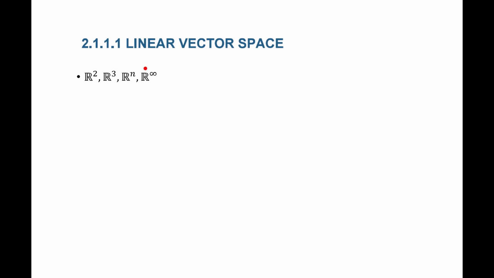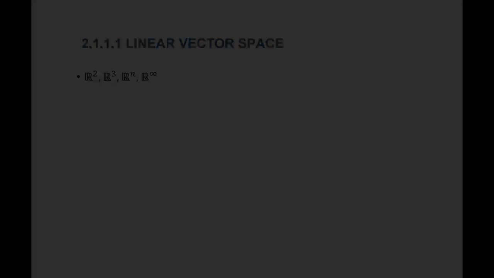Even R infinity, which we're not going to be talking about in this course, which are the infinite dimensional vector spaces, all these spaces inherit the linear structure of R. And so we are going to present the basic definition of what a linear vector space is that encompasses all the properties that these sets have.